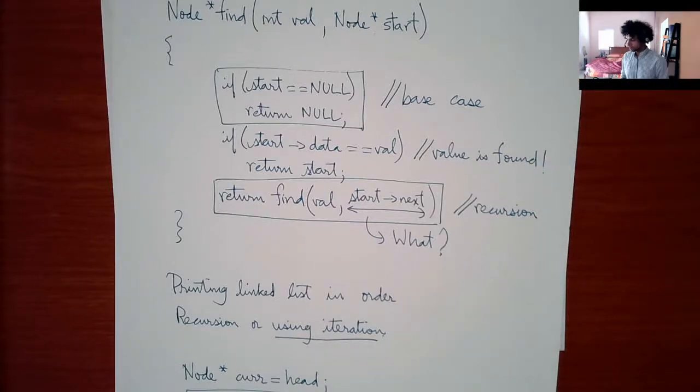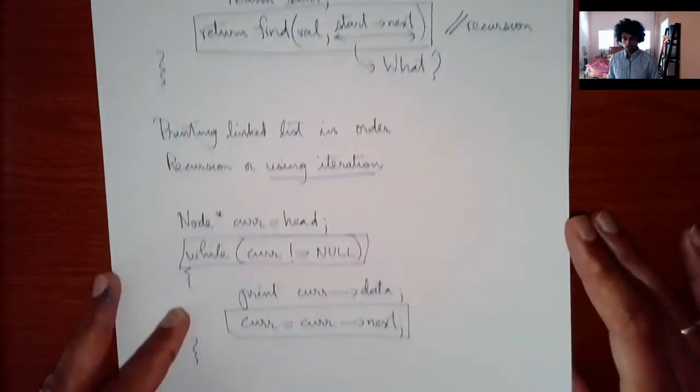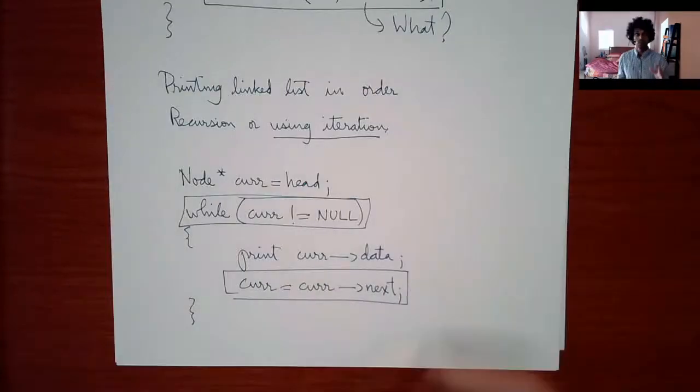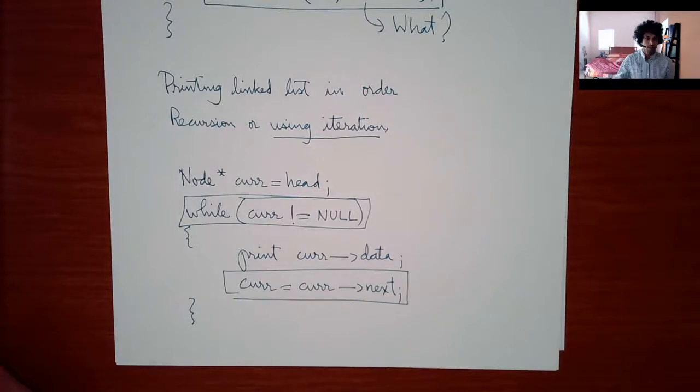Okay, so this is how I've given you the find using recursion. I've given you the print using iteration. And I want you to be familiar with both ways of doing things. It's very important that you're familiar with both ways of doing things. So at this point, I'm going to pause for a couple of minutes. I'll pause the recording. I will take any questions that you have, and then we'll proceed with the next steps.